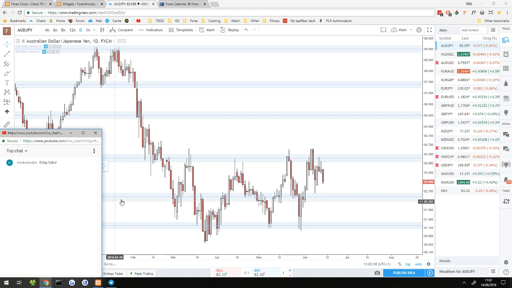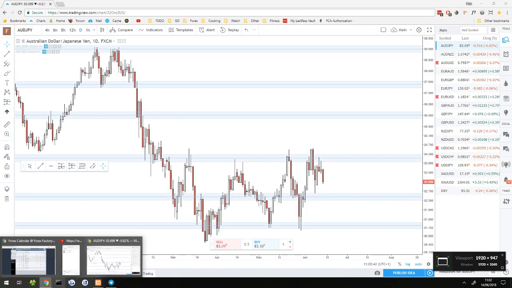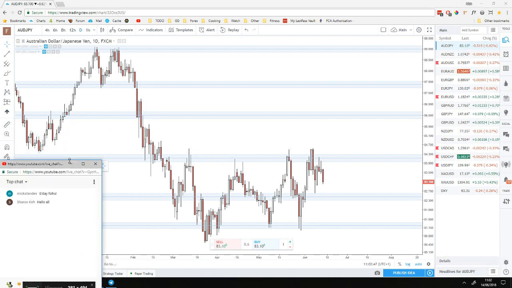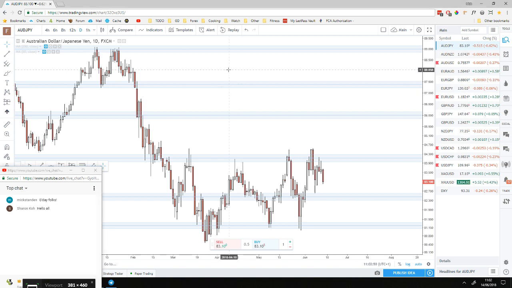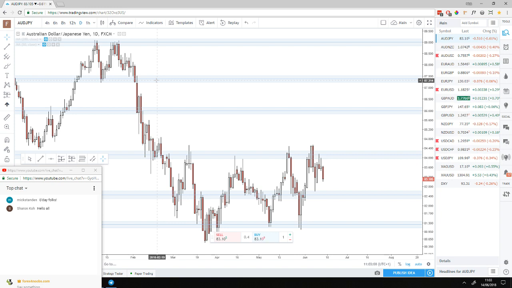You're looking at an AUD JPY daily chart. More space on the chart. All right, that was a pretty poor intro, but basically what we're going to be doing is looking for price action setups today, and discussing yesterday's price action setups.